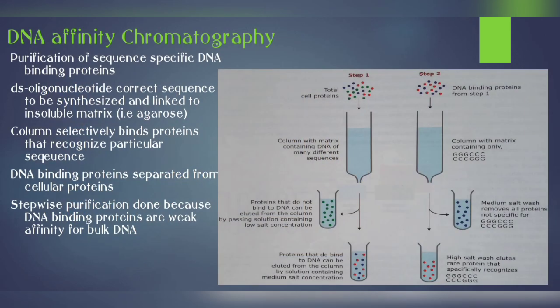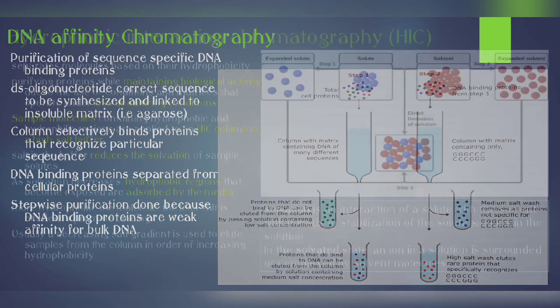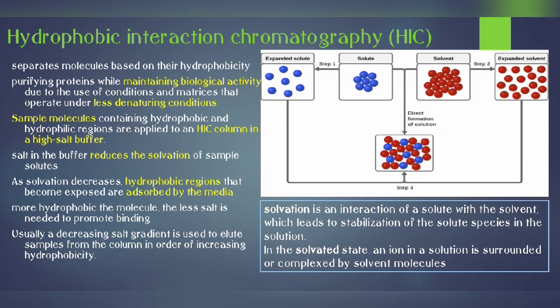Then DNA affinity chromatography is also used to separate DNA binding proteins. How they are eluted in DNA affinity chromatography is mentioned in this diagram. Then hydrophobic affinity chromatography. In hydrophobic affinity chromatography, they are eluting the hydrophobic proteins.